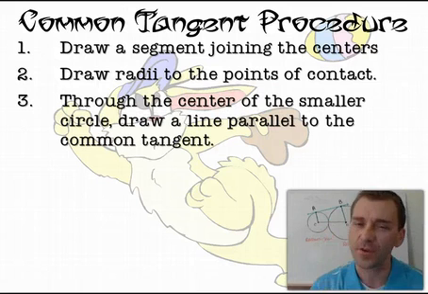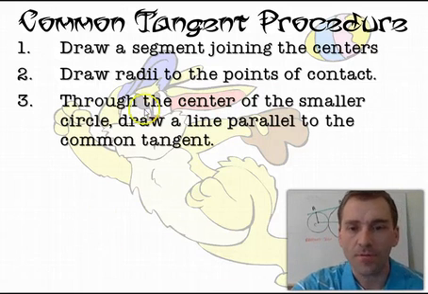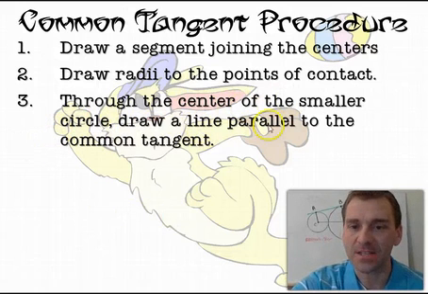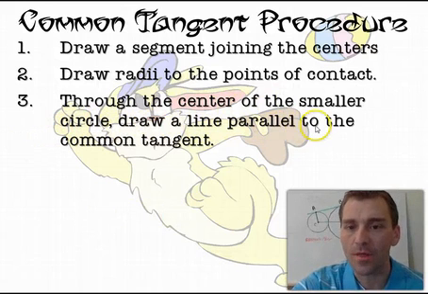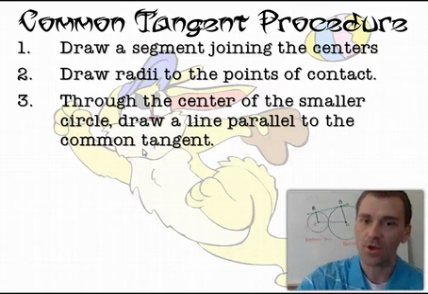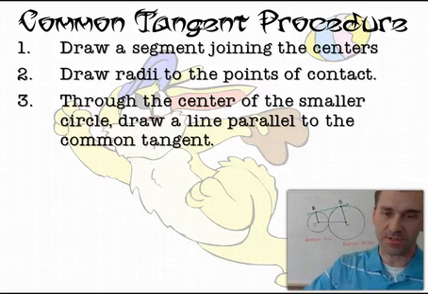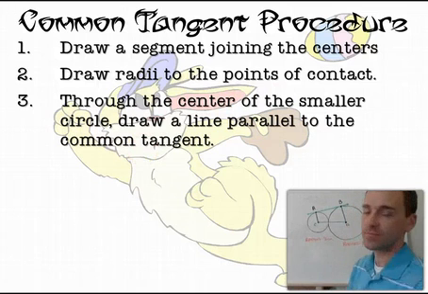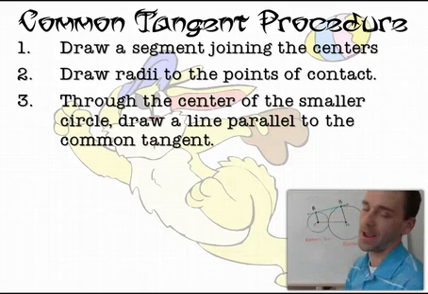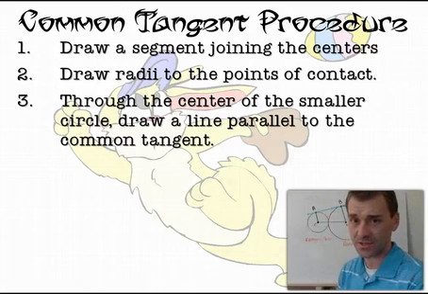Step 3. This is the most important one. If you could star one, star this. Through the center of the smaller circle, draw a line that's parallel to the common tangent, whether it's internal or external. This one happens to be external. So through the center, I'm going to use a red line for that. And now I'll use a black one just so you can see it. So through the center of the smaller circle, that's this one, through this center right here, I have to draw a line that's parallel to the common external tangent.